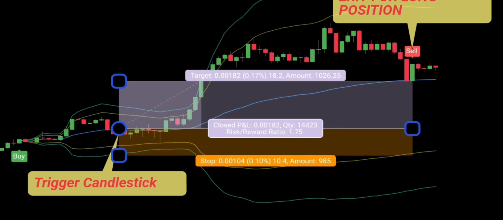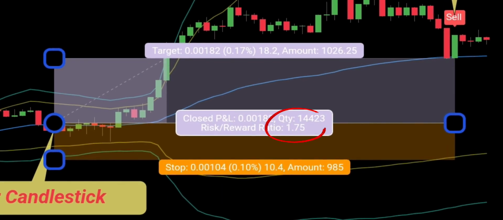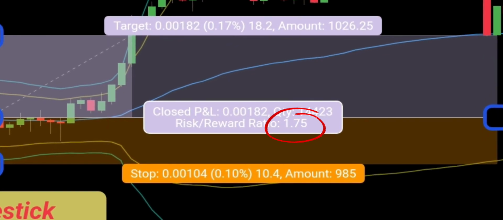As you can see, once again, it was a successful trade, and we achieved a nice profit.